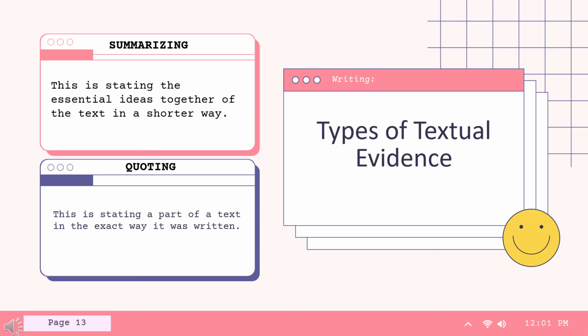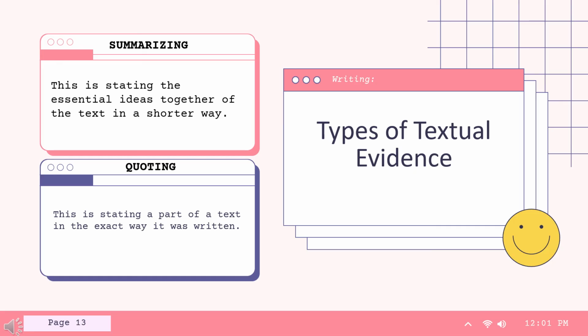Okay? Next, we have summarizing. One of so many ways on how to condense a text. And it's also part of citation, or citing evidence. Summarizing is all about stating the essential ideas of the text in a shorter way. So, you're just going to focus more on the essential parts or the important details. You're just going to eliminate some details that aren't helpful already in the given text. More on important details is your focus there.